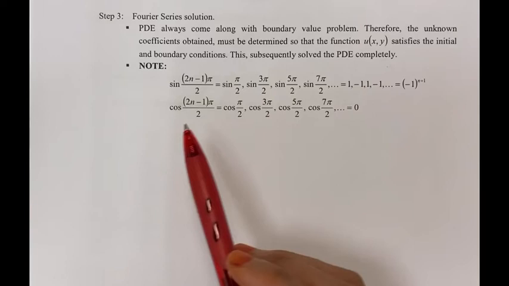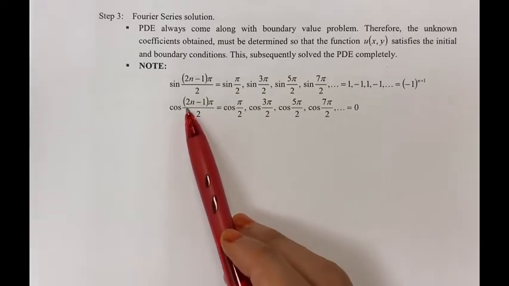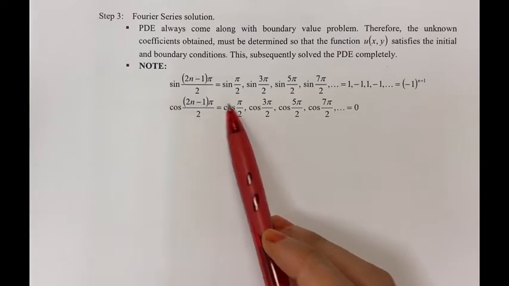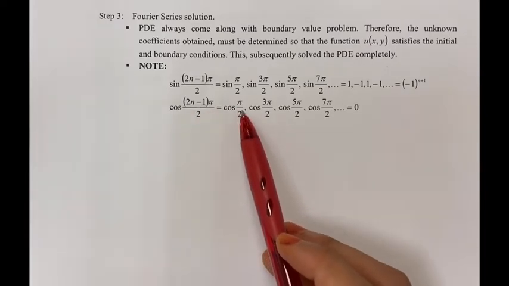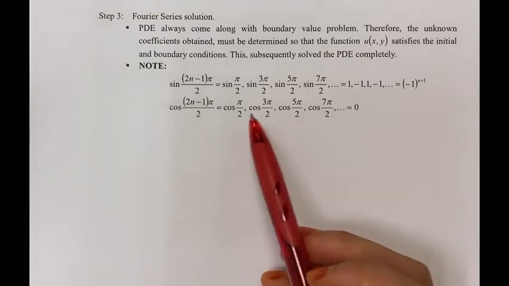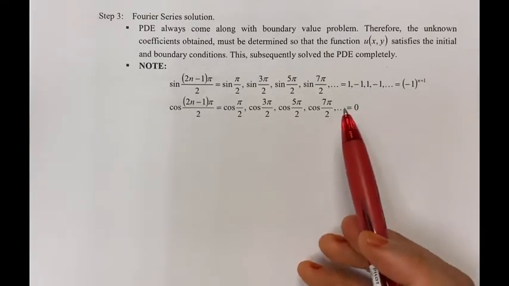And then the second one, if you have cos of (2n minus 1) pi divided by 2, so cos pi over 2, cos 3 pi over 2, cos 5 pi over 2, all of these are equal to 0.